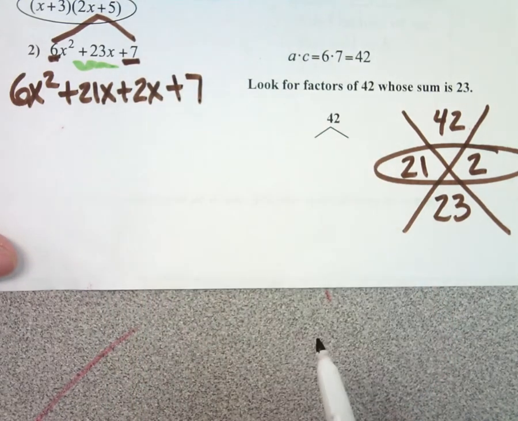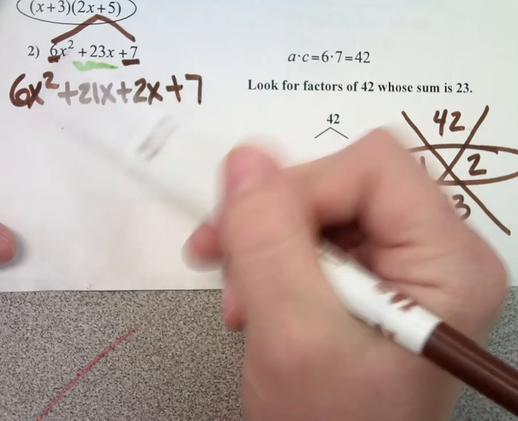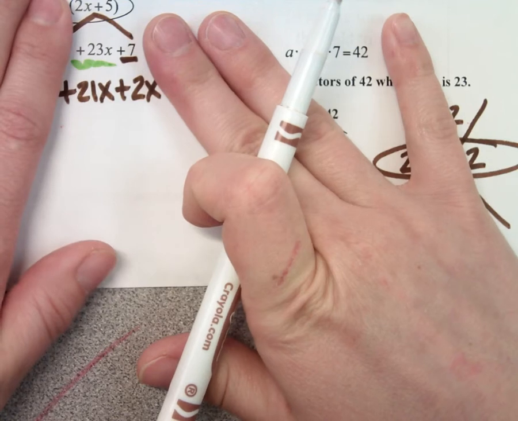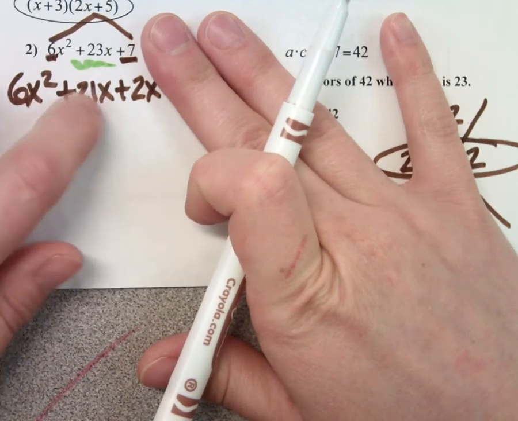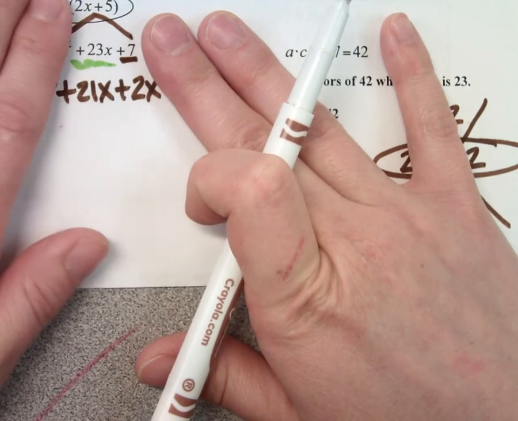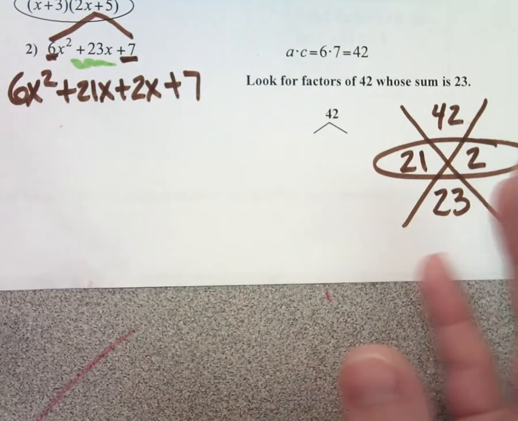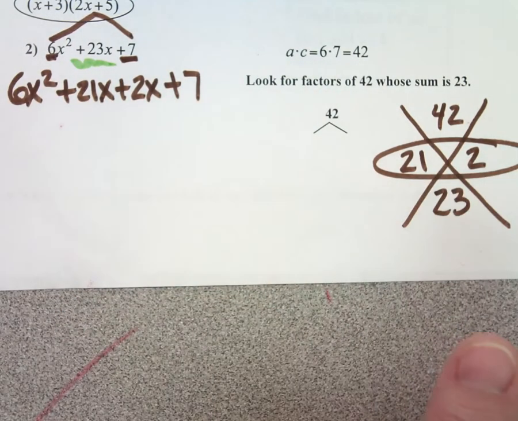So I just want to make this make sense to you. 6x squared, recopied. Positive 7, just recopied. If you look at the stuff in the middle, is this 21x plus 2x the same thing as the 23x that was there to begin with? So I didn't change anything's value as far as that's concerned. I just changed its appearance.